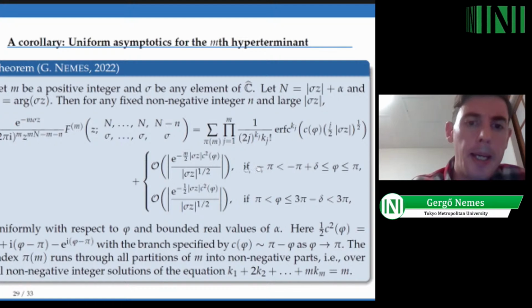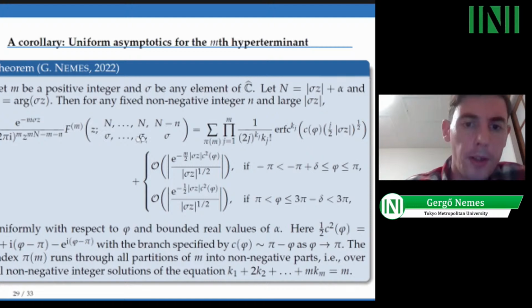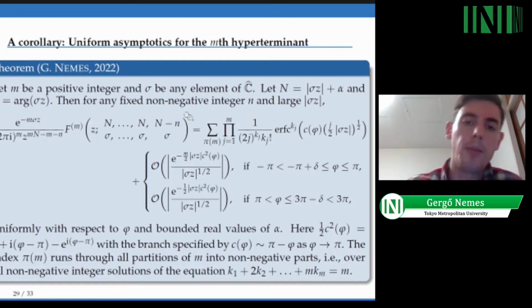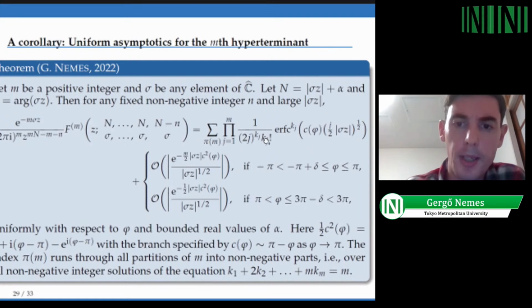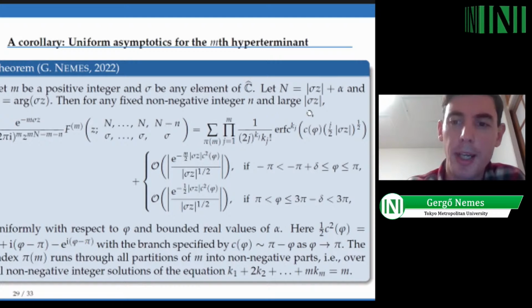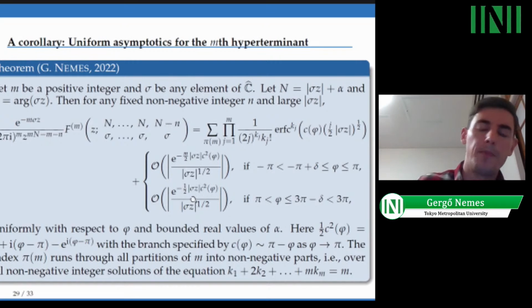It was enough to consider the hyperterminant where all the sigmas are the same, all the n's are the same except the last one can be perturbed by an integer again. There is a normalization, and the rest of the notation should be familiar to you. So this time we have powers of products of sums of complementary error functions with the c function again, plus a remainder.